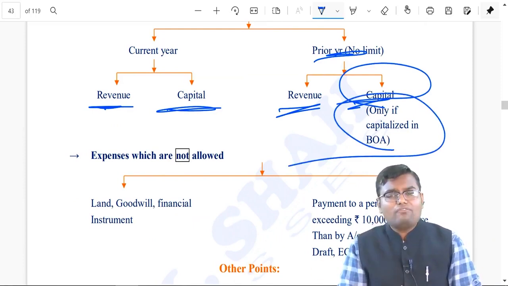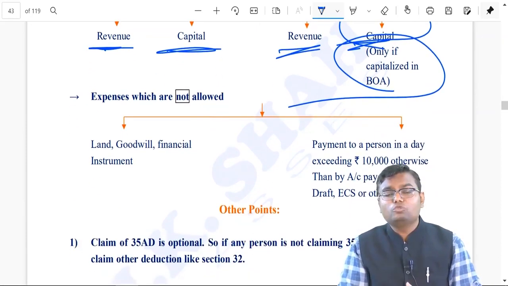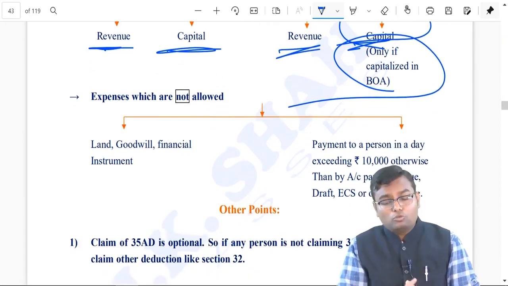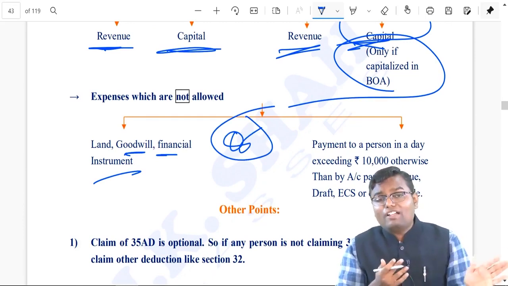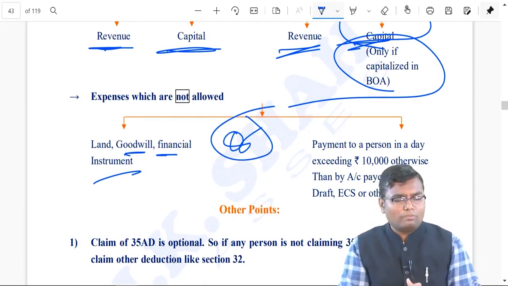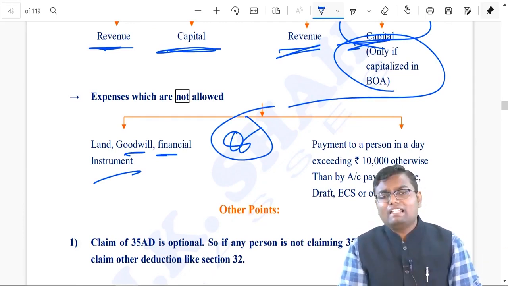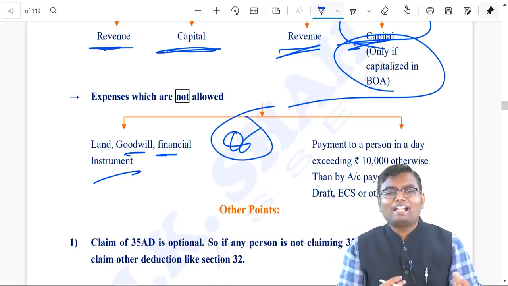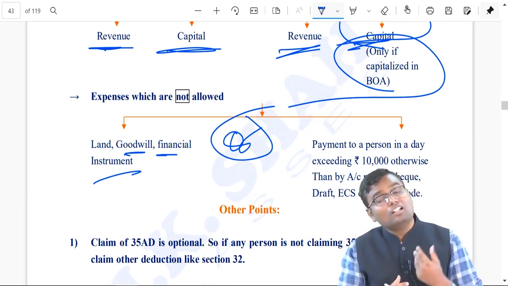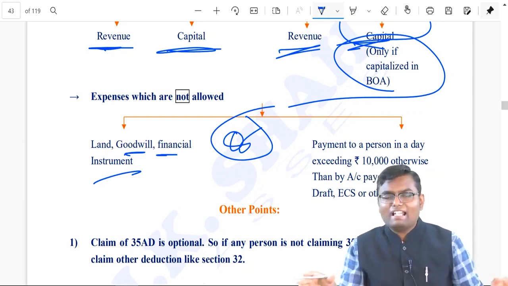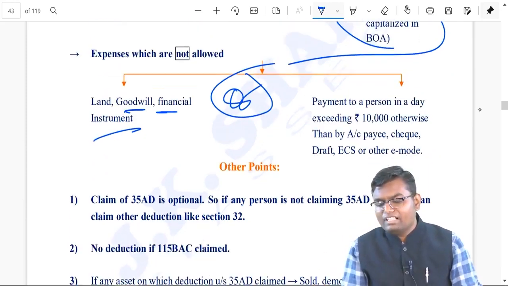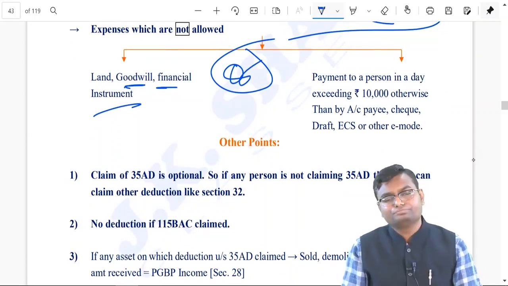But certain kind of expenditure you cannot claim as a deduction. Number one, the expenditure done to purchase the land, to purchase the goodwill, or to purchase any other financial instrument, or any kind of expense which you have done in excess of rupees 10,000 otherwise than by account payee cheque, account payee draft, ECS or other electronic mode, for which the payment is done to a single person in a single day, that expense also you can't claim deduction of section 35AD.